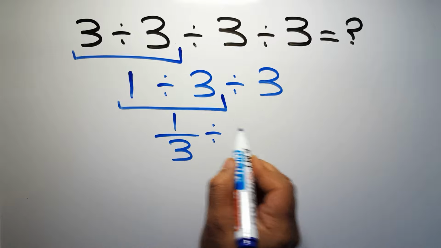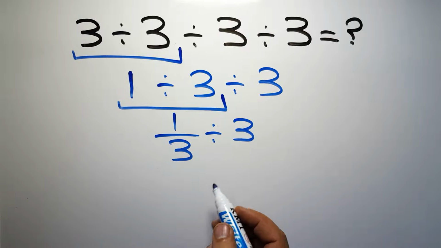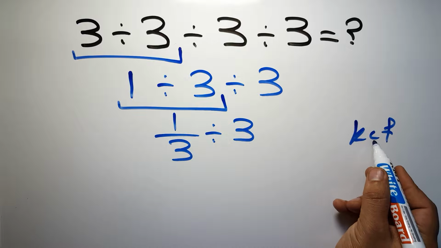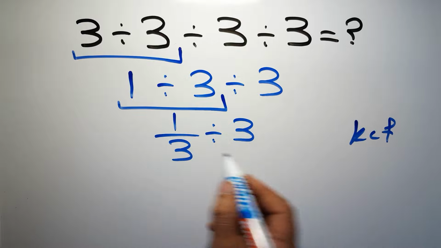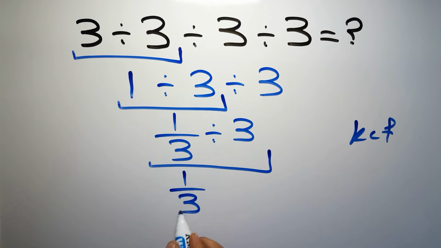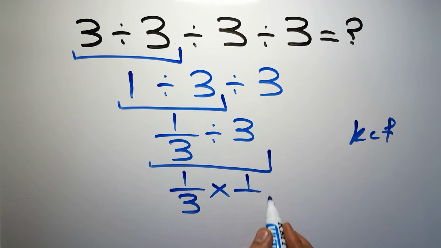Then divided by 3. Now, according to the KCF rule, K stands for keep, C stands for change, and F stands for flip. We can write keep the first fraction, change division to multiplication, and flip the second fraction.